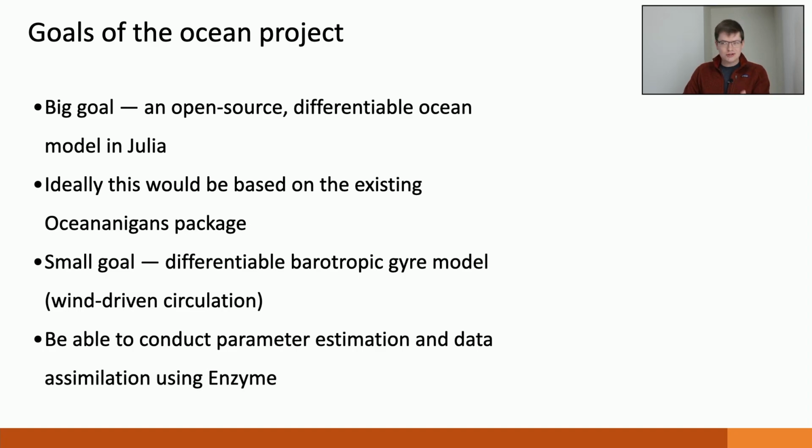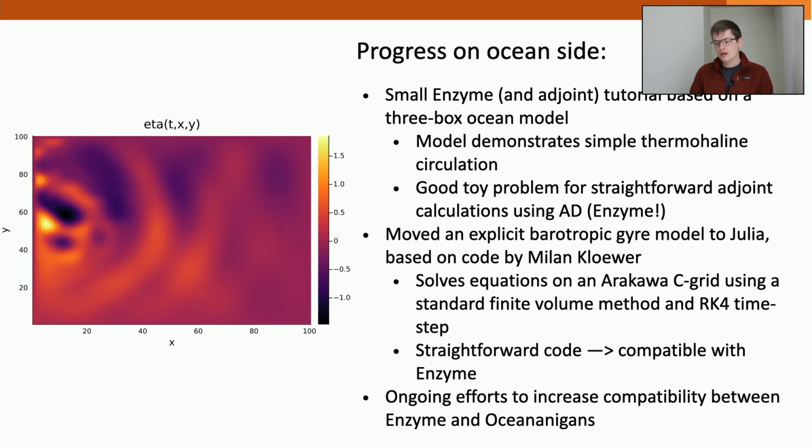Currently, there have been some issues implementing Enzyme in Oceananigans, and that's something that we can talk about a bit during the roundtable. So a smaller goal that we've been working on so far is developing a differentiable barotropic gyre model focused on wind-driven circulation that represents ocean dynamics and that can have Enzyme applied to it. And ideally, we'd be able to conduct parameter estimation and data assimilation using Enzyme on this model and later on Oceananigans itself.